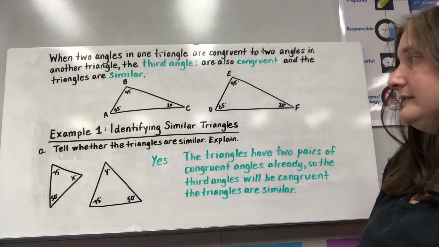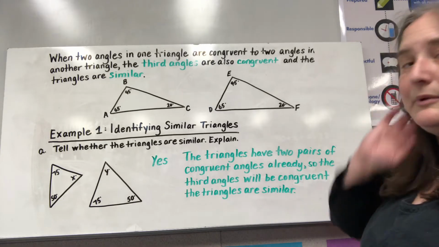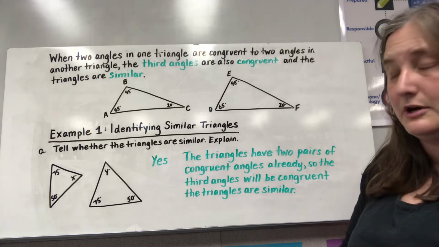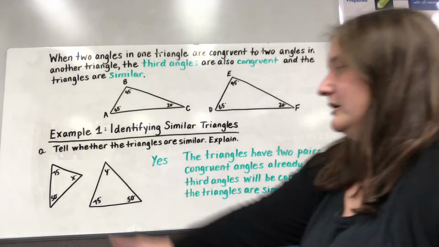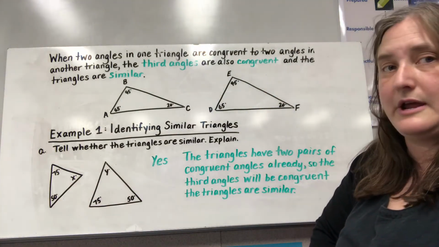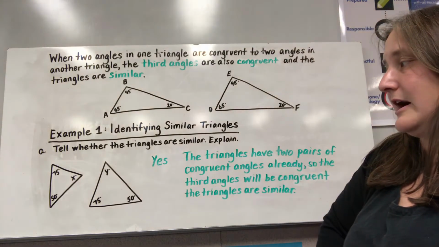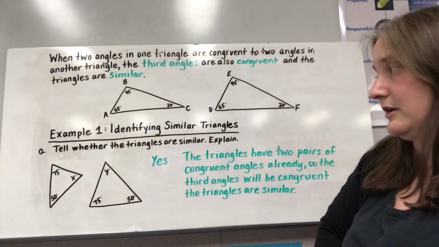So let's look at an example. We are trying to identify similar triangles and explain how we know that they are or are not similar. So here I have a triangle with a 75, a 50-degree angle, and an unknown angle called x. This triangle also has an angle of 75, an angle of 50, and an unknown angle of y.